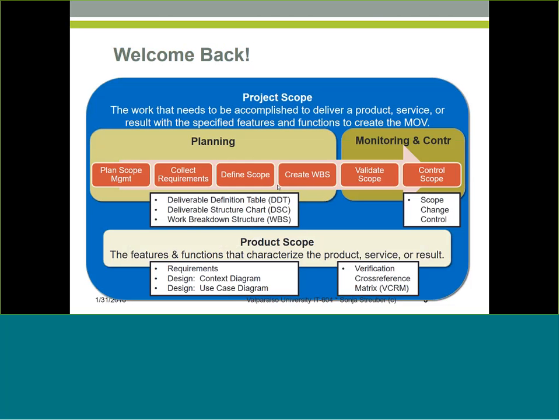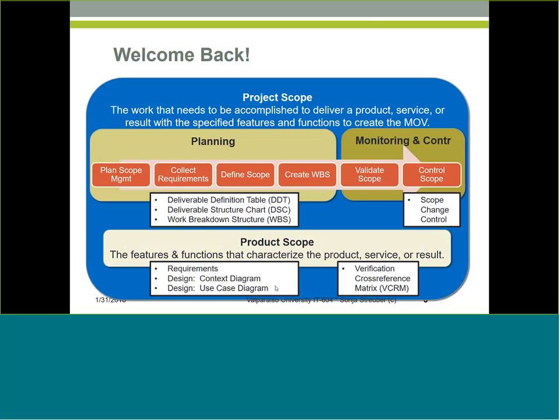Well, because last week we learned that project scope is not equal to product scope. Product scope, that is the features and functions that characterize the product, service, or result that your project is supposed to produce, is described in requirements, in the design of the product. We begin the scope from the project charter, and it is derived from there.